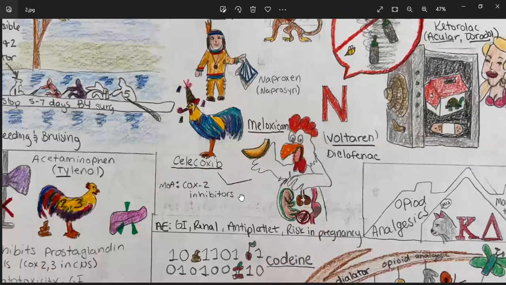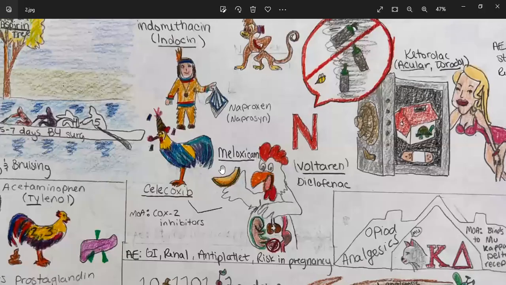Adverse effects of meloxicam, and I believe some of the rest of these, are GI effects, which is why there's a stomach here, renal, kidneys, antiplatelet, and there's a risk in pregnancy.